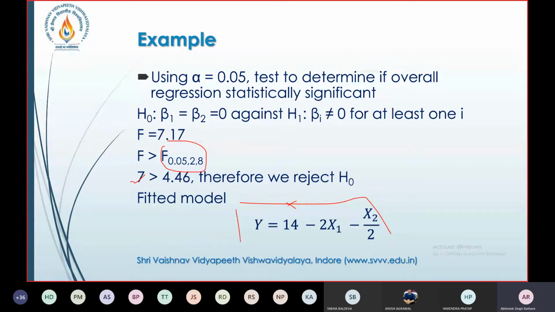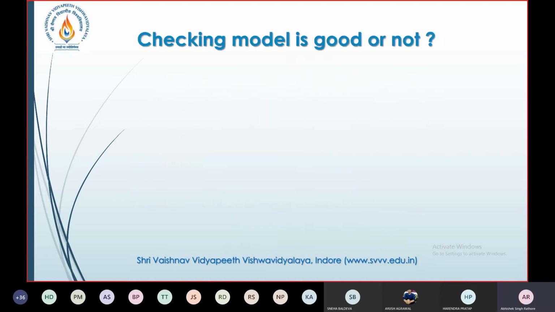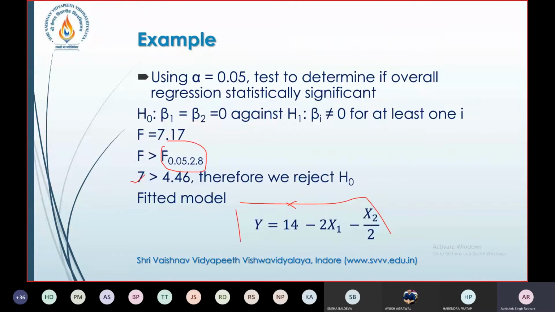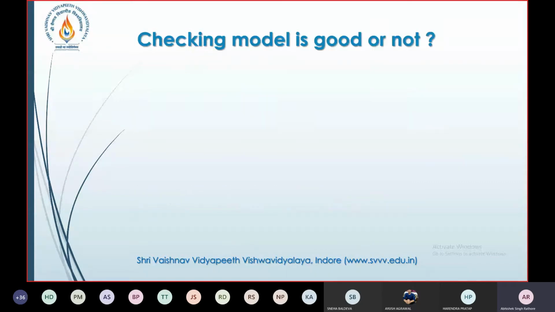I am waiting for the responses. No, I think that you don't have any problem over here, so I'll move to the next slide. I'm again checking. So this is how I am making our model. Now I am checking whether my model is good or not.